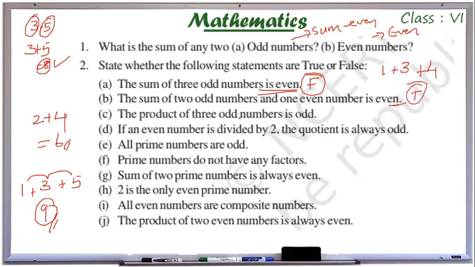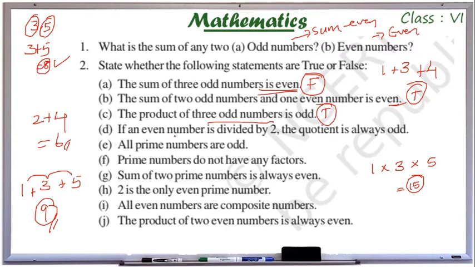The product of three odd numbers is odd. Let us check. 1 into 3 into 5 is equal to 15. 15 is an odd number. So the product of three odd numbers is odd. Yes, it is a true statement.